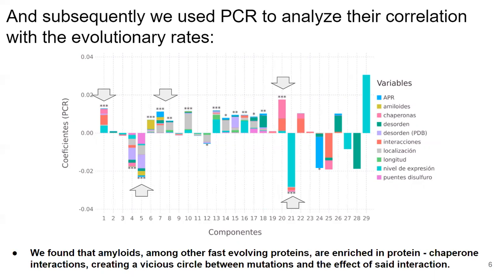Now, we can hypothesize that there is a cycle between the chaperone and the amyloid, that basically the amyloid is mutating because it can count on the chaperone to make it fall in the correct way. The problem is that this cycle, this vicious cycle, is broken when the chaperone cannot buffer the mutations anymore. And then is when the pathology or the disease for the amyloid is triggered.